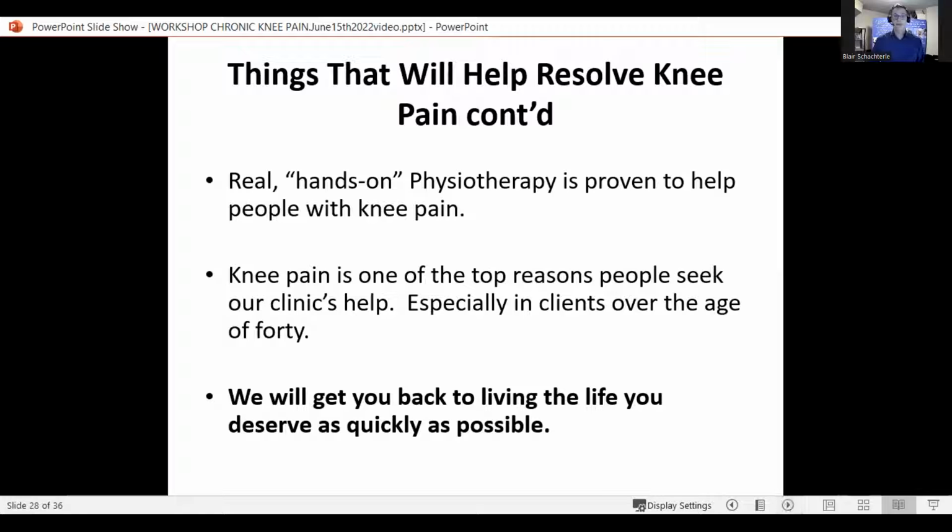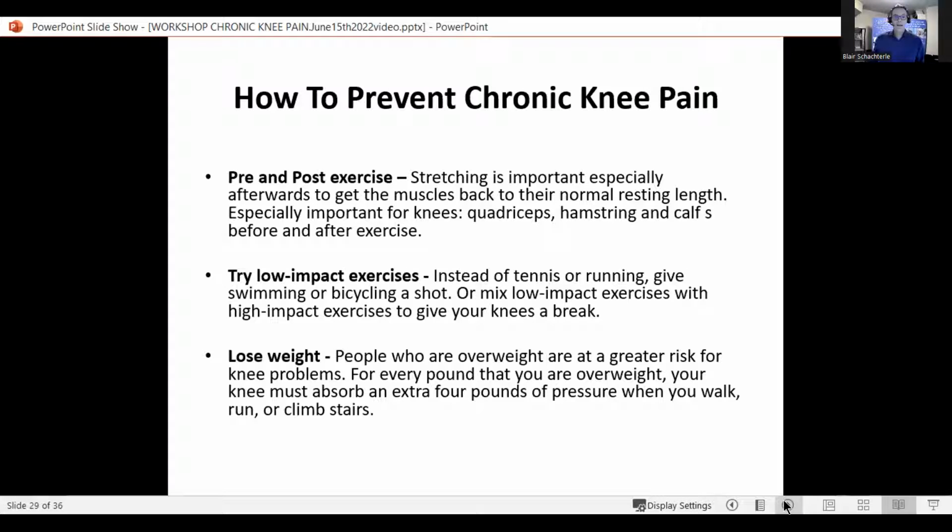And yeah, knee pain is one of the top reasons why people seek help at our clinic, especially if you're over 40. And our goal basically is to get you living the life that you deserve as quickly as possible when you come in with knee pain. And again, how to prevent chronic knee pain, pre and post exercise.